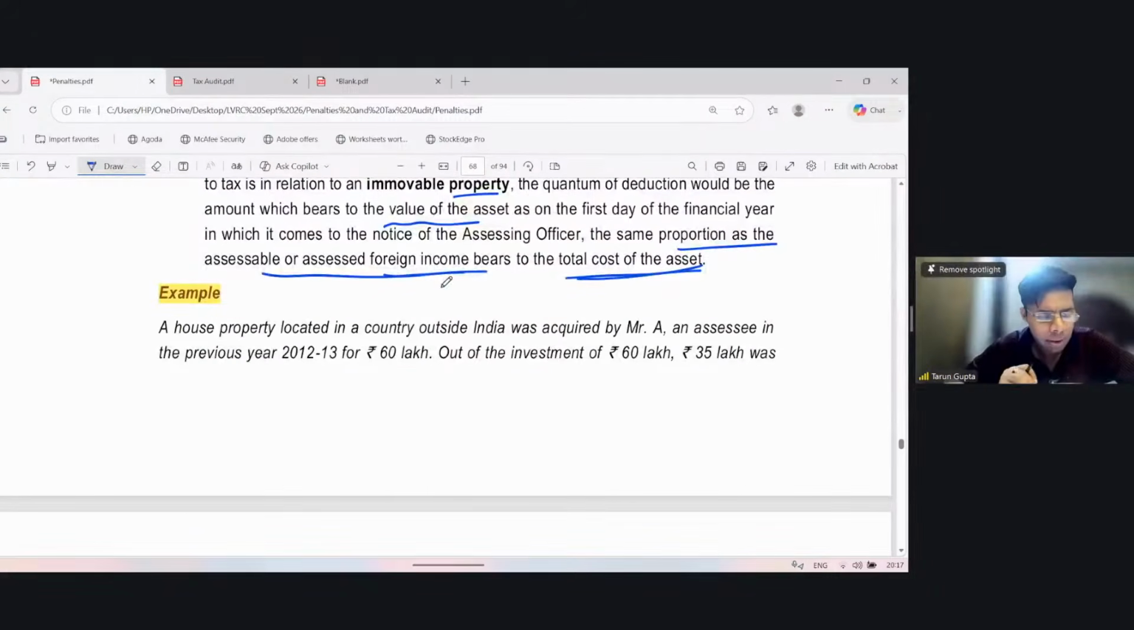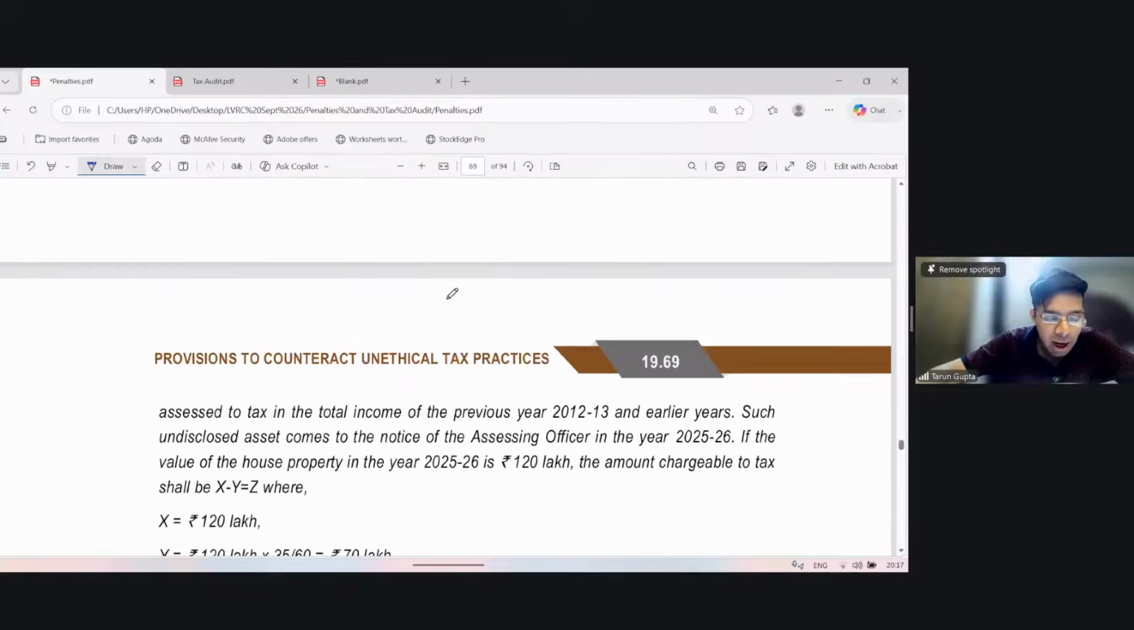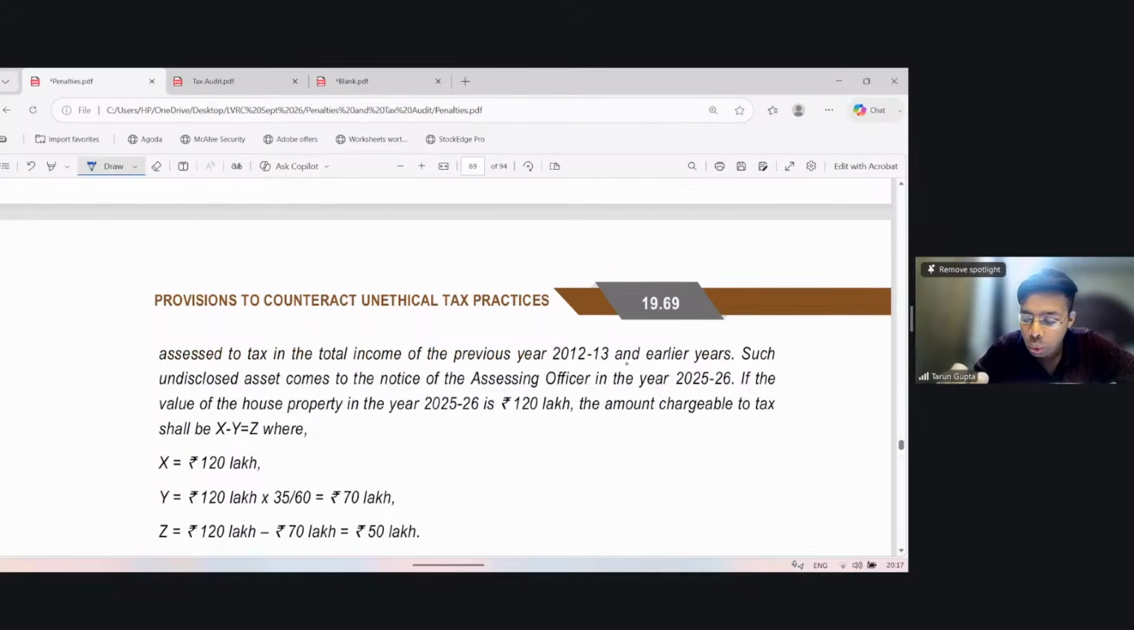It has given a small example. A house property located in a country outside India was acquired by Mr. A, an SSC, in the previous year 12-13 for 60 lakh. So the property was acquired for 60 lakh. Out of the investment of 60 lakh, 35 lakh was assessed to tax in the total income of previous year 12-13 and earlier years. So the SSC has proved that I have purchased the property for 60 lakh, but out of 60 lakh, 35 lakh has already been taxed in India under the Income Tax Act. So to that extent, there is no undisclosed asset.